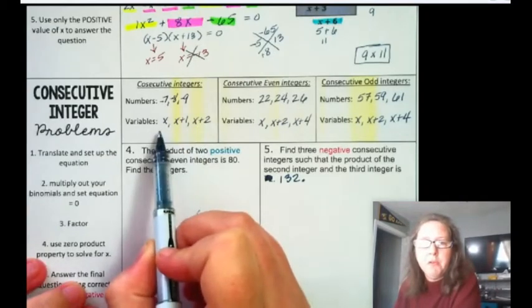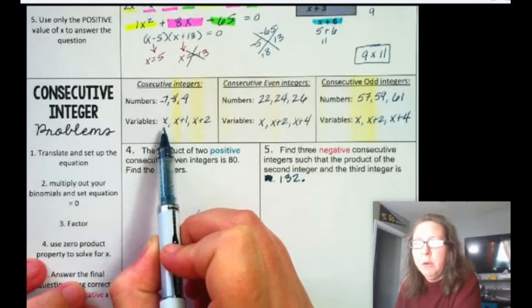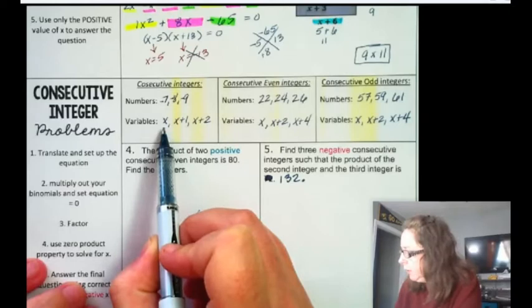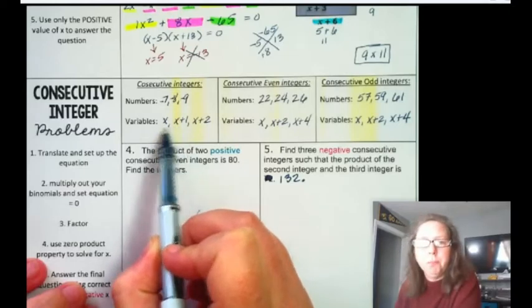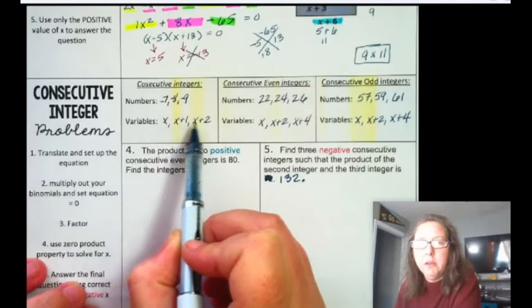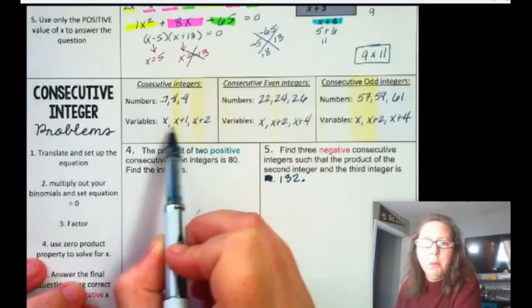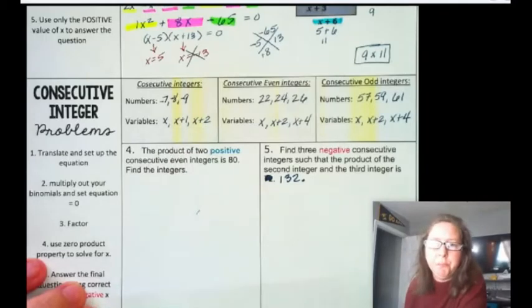So think about if your very first number that you have is the number 8. How would you get from 8 to 9? You would have to add 1. Okay, how would you get from 8 to 10? You'd have to add 2. So this is how it works out when we just have consecutive.